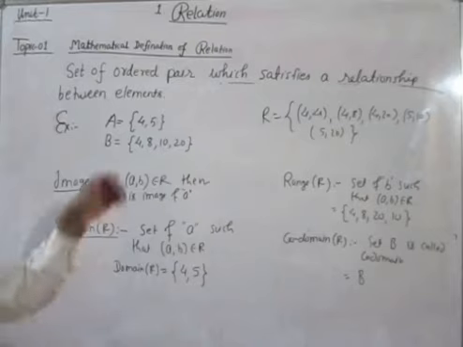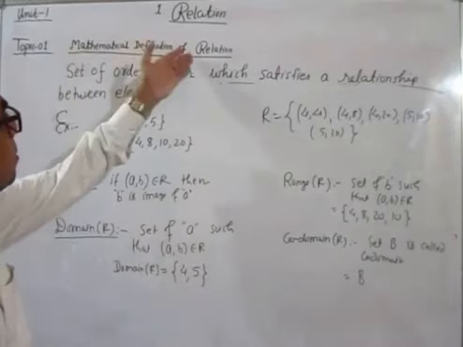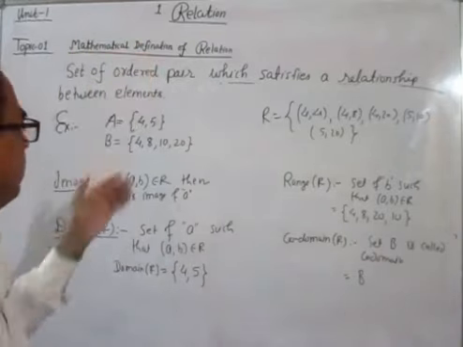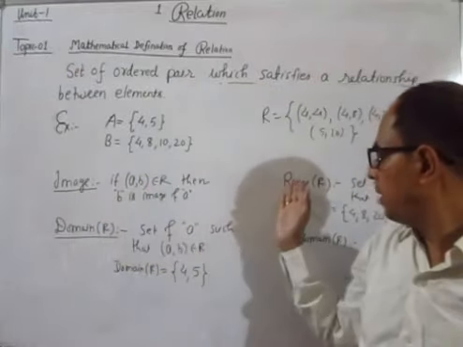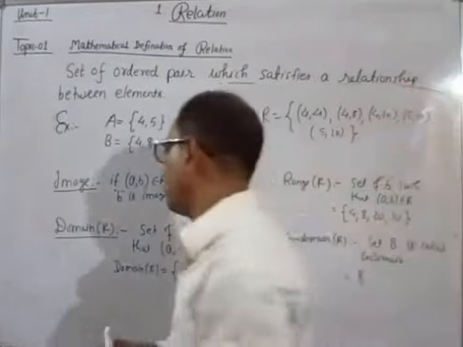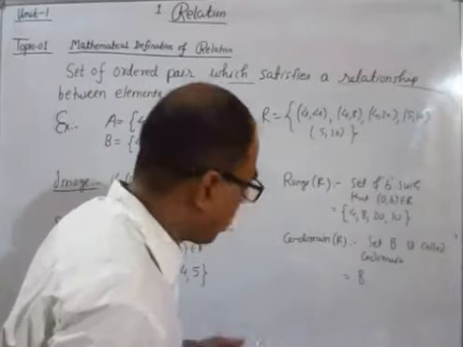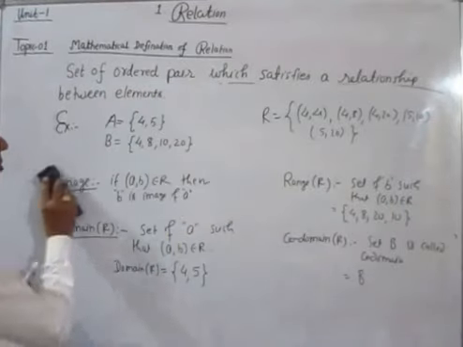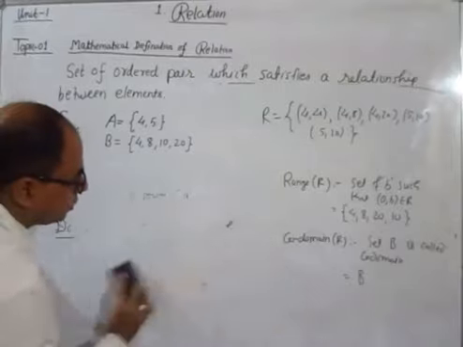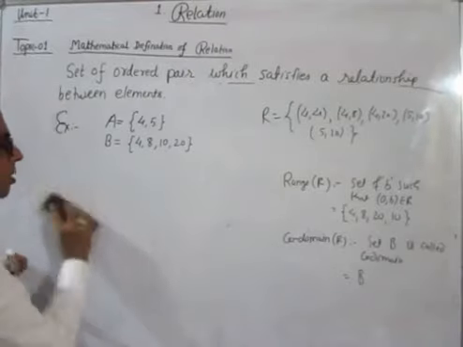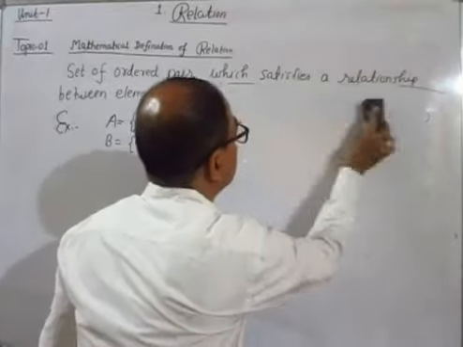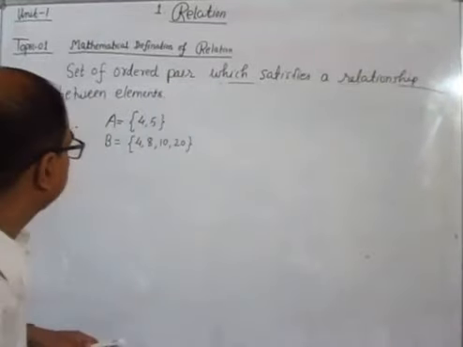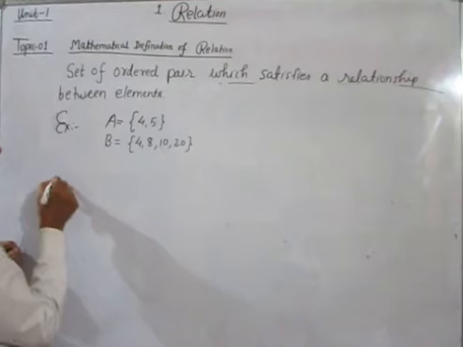So we have given the meaning of relation, the mathematical definition. Then we have discussed the four terms: image, domain, range and codomain. Now we are going to mark some points. From the definition and example, you can remark some points.